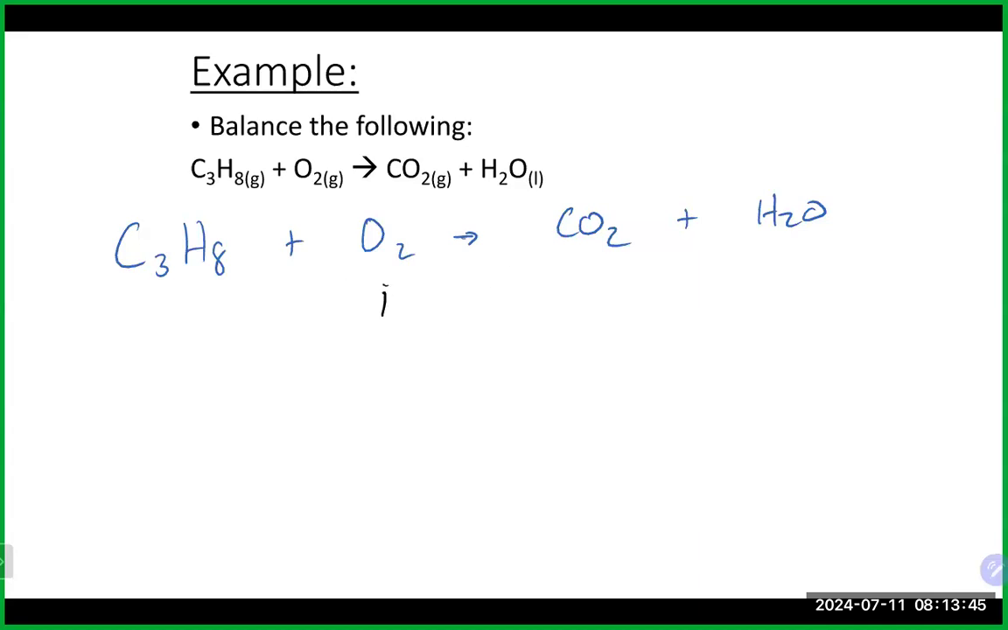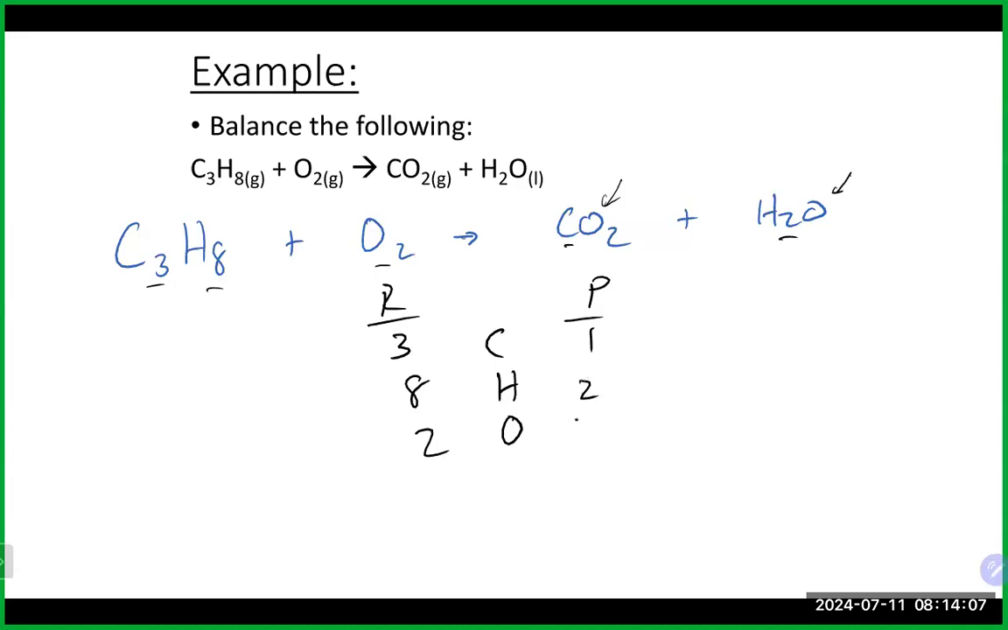Once again, I'm going to make a little table of reactant and product side and my elements involved. Do a little counting. I've got 3 carbons on the left, 1 on the right. I've got 8 hydrogens on the left and 2 on the right. I've got 2 oxygens on the left. And again, here I do have 2 there plus 1 more there.